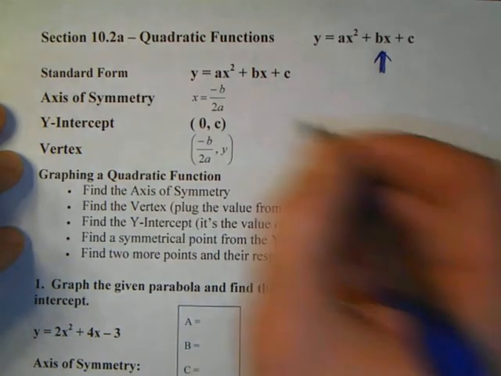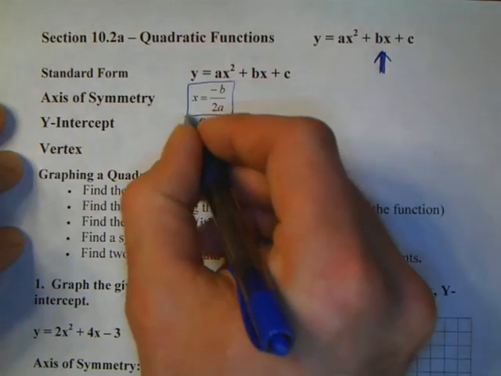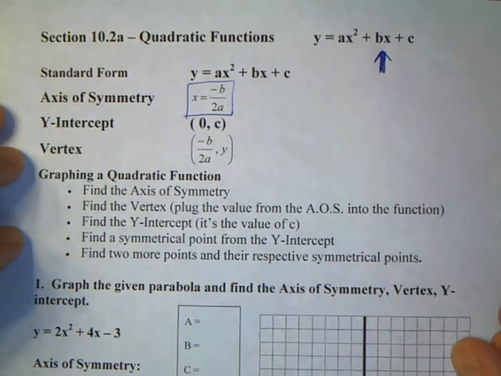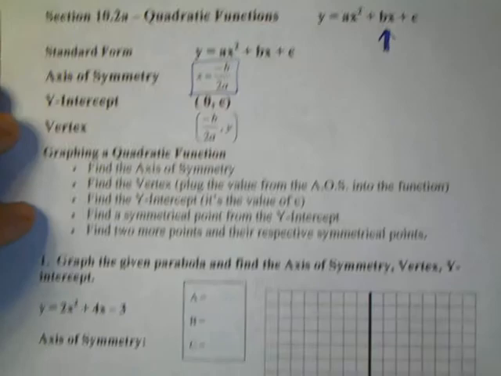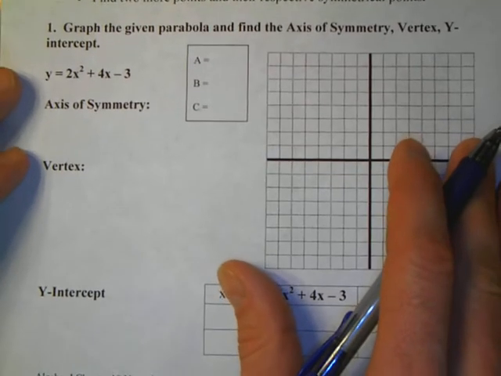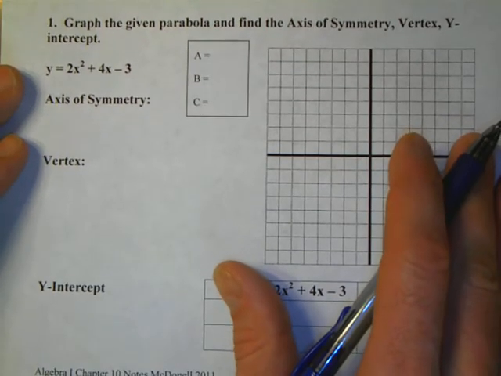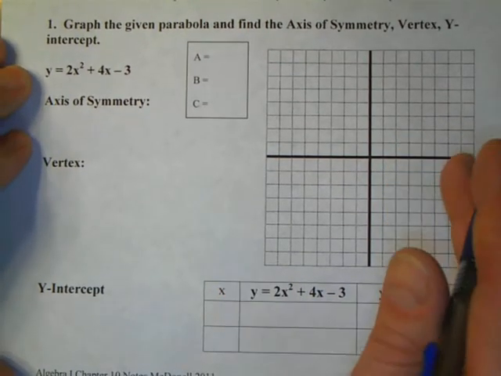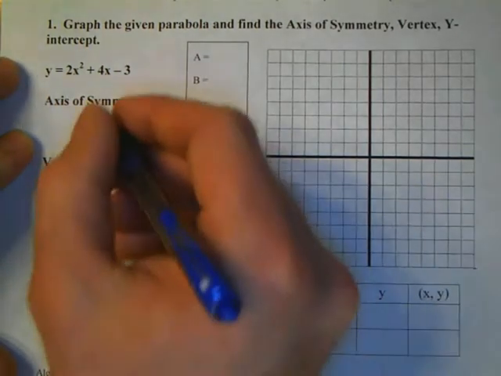We have some new formulas you're going to see today. The first and most important one is the axis of symmetry, the opposite of b over 2a. So let's go down here and take a look at this first problem. You can stop and pause the recording if you want to take a look at those rules. Our first problem we have is 2x squared plus 4x minus 3.